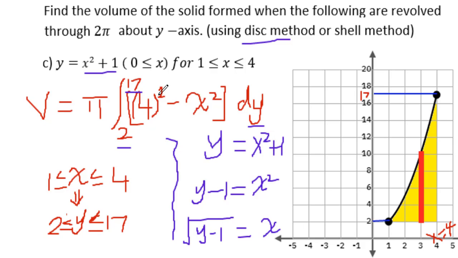So we get 4 squared minus x squared. For x squared, you will solve for x first. You will get x equals the square root of y minus 1 because x is positive. Then you will put this into the graphing calculator and compare with the solution we got from the shell method.